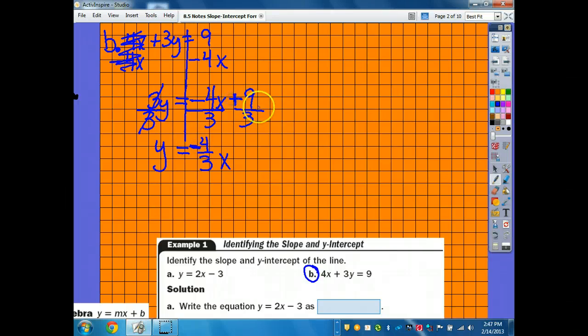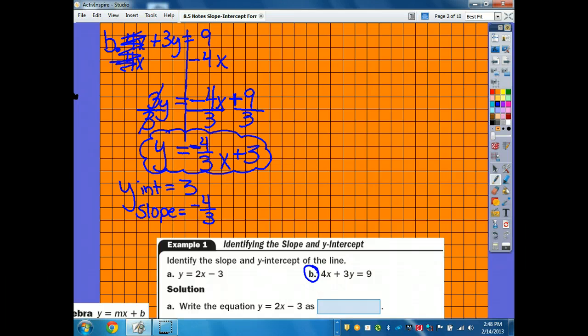What's a positive 9 divided by a positive 3? A plus 3. Great. Now I have it in slope-intercept form. Now I can list my y-intercept. What is it? Where will it cross the y? The 3, the positive 3. And my slope is what? Negative 4 over 3.